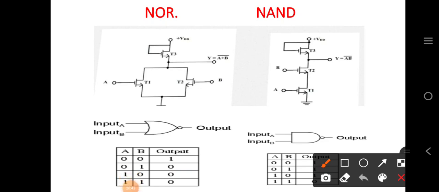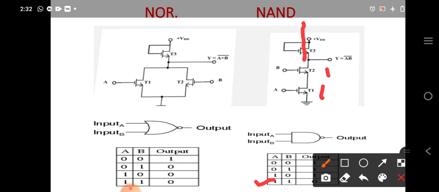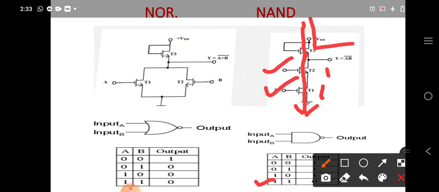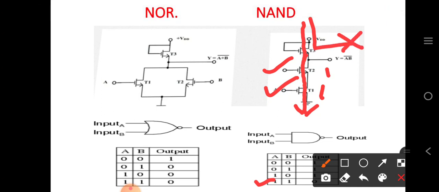If both the inputs are high, so first of all we will see the last condition. If both the inputs are high, means T1 and T2 both are high, so current will pass through the T3 and these both the transistors are in saturation region, so the current will come like this and go towards the ground. So the current is not passing through this direction, so the output will be 0. This is the last condition.